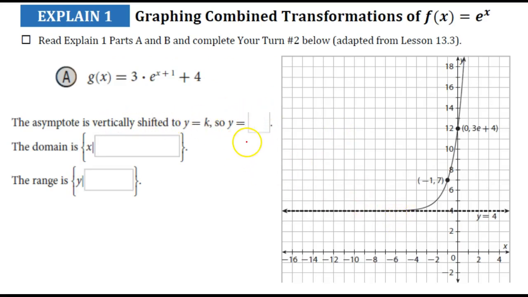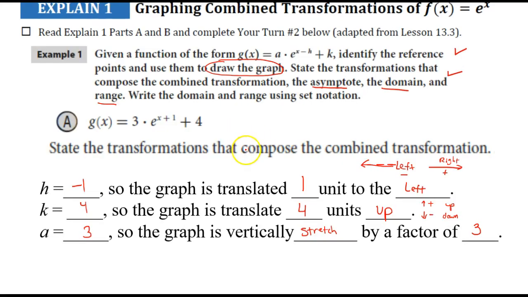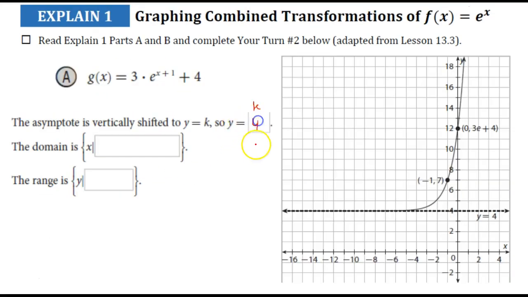On the next slide, we'll figure out our vertical asymptote, which is our k value, and we found that to be 4. As you can see, they graphed those points for us, which is nice. Negative 1, 7 is graphed there, and 0, 3e plus 4. If you're wondering how they knew it was about 12, we can calculate that out. 3e is about 8.1, plus 4, which is about 12.1, so that's pretty close. And they already graphed our asymptote for us as well.